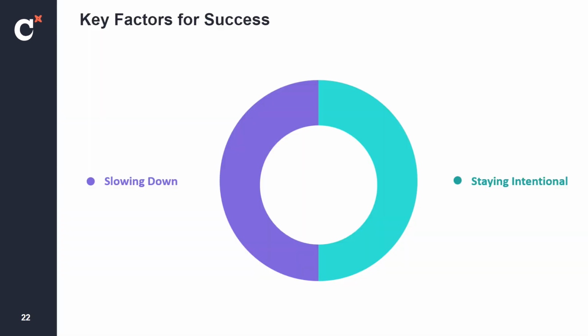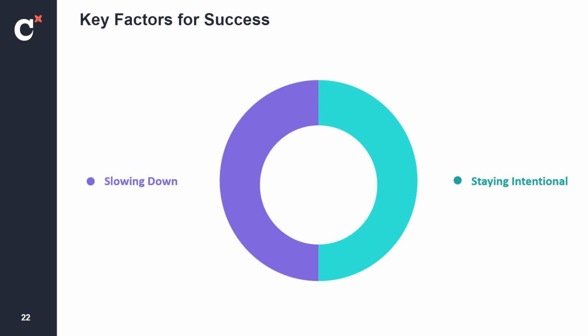If I had to limit our key factors for success to 2 different things, the first one would be slowing down, and the second one would be staying intentional with what we want to do. Now, high level, those are just 4 words, but I'll get into what those necessarily mean.